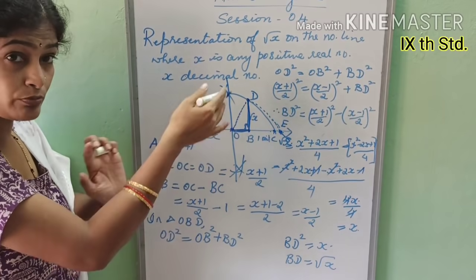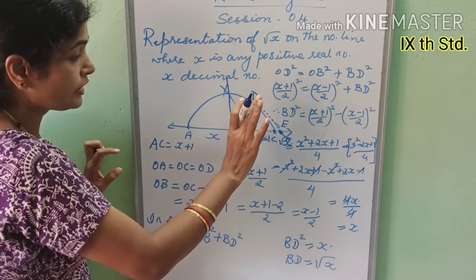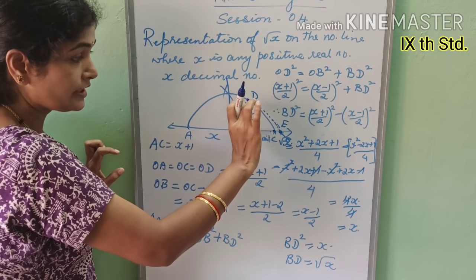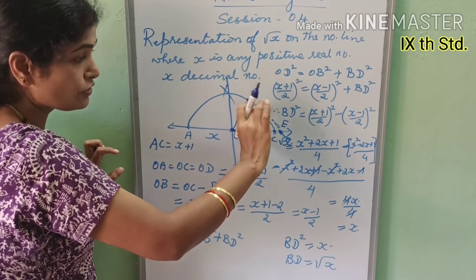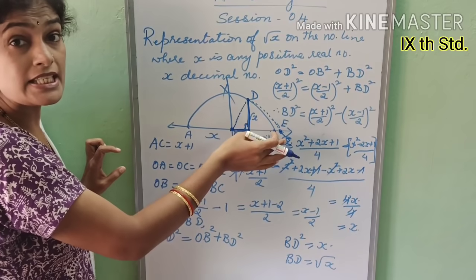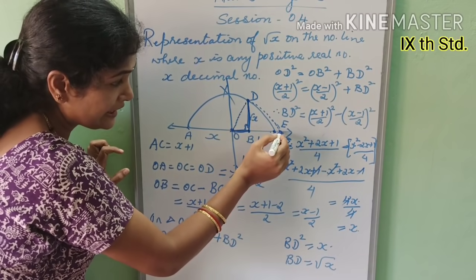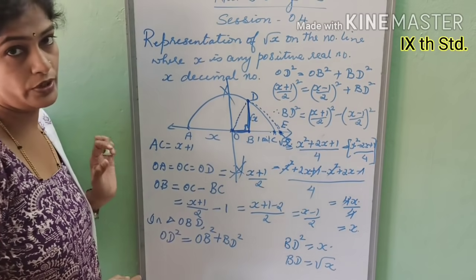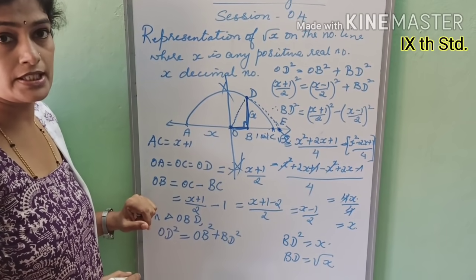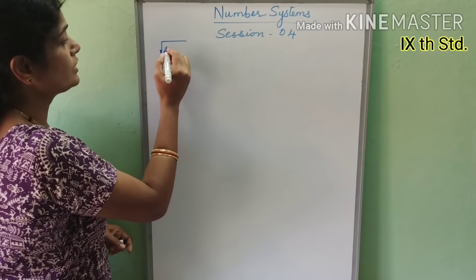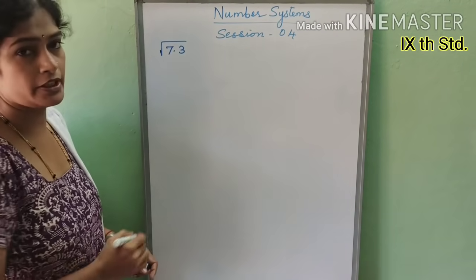So that has to be put on the number line. So what is the last step? With BD as the radius and D as the center of your compass, you are going to draw an arc which will intersect the number line at E. This point E denotes your root x. Okay, is it clear? Now let's try to represent root 7.3 on the number line.